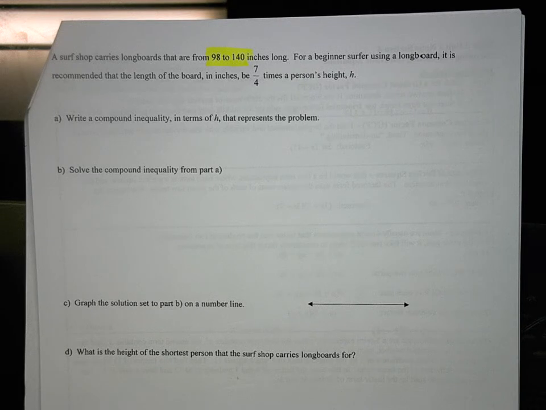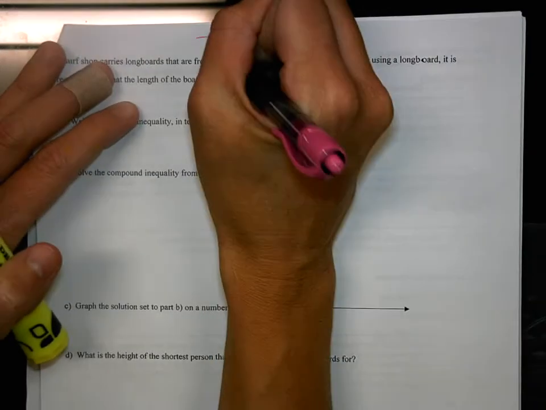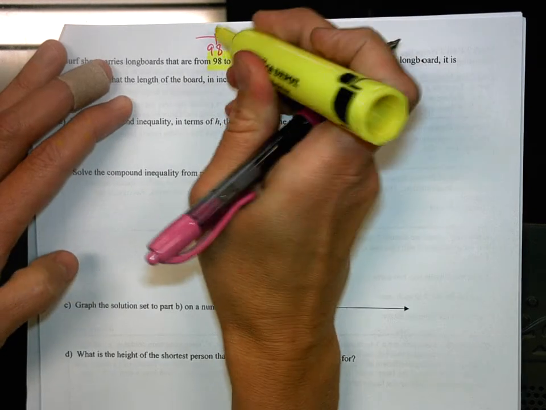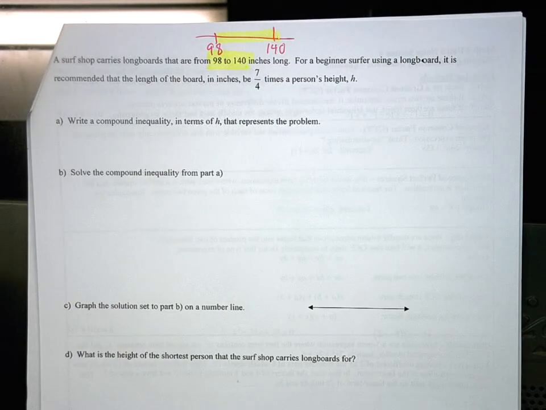98. Can you guys visualize this on a graph right now? Yeah. What would it look like? It would be something like this in the middle where you'd have 98 and you'd have 140, and it could be any size in between those two values. Can you guys see that?